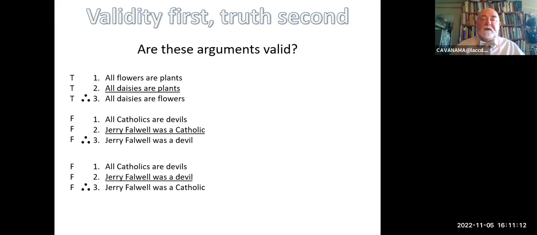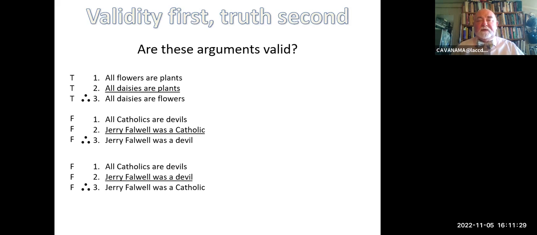Okay, all Catholics are devils. Jerry Falwell was a Catholic, therefore Jerry Falwell was a devil. Third one, all Catholics are devils. Jerry Falwell was a devil, therefore Jerry Falwell was a Catholic. Now, the first one has true premises and a true conclusion.